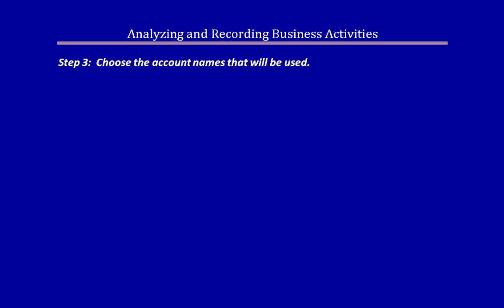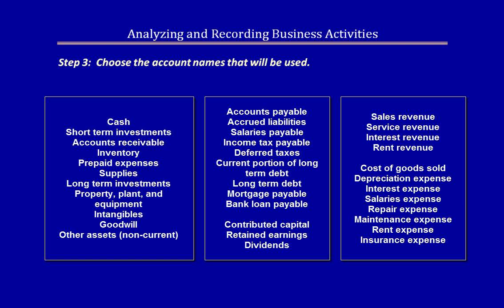Let's continue on with step 3 of the accounting cycle. Choose the account names that will be used. Accounts are common subgroups of financial reporting elements that are used to accumulate, that means to gather together, the impact of business activities. Only through the use of accounts can the accounting system produce financial statements.